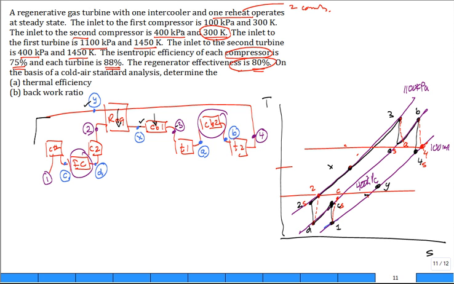Right here? You just put it into a heat exchanger to throw it to the ambient. Yep.